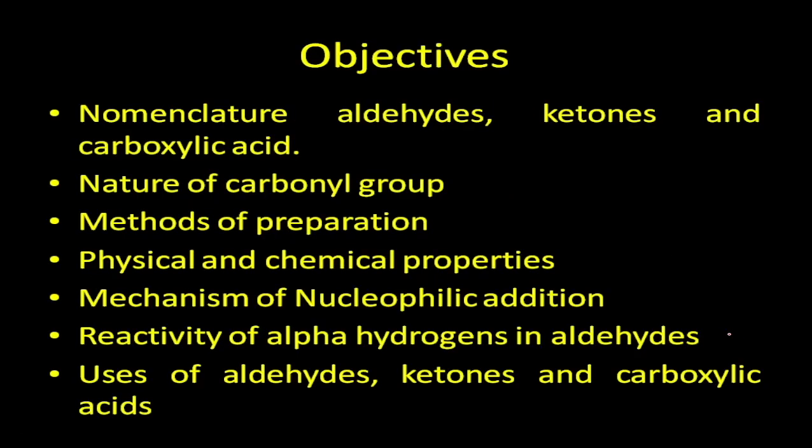Today's learning objectives: Number 1, nomenclature, the naming of aldehydes, ketones, and carboxylic acids. Number 2, nature of the carbonyl group. 3, methods of preparation. 4, physical and chemical properties. 5, mechanism of nucleophilic addition. 6, reactivity of alpha hydrogens in aldehydes. 7, uses of aldehydes, ketones, and carboxylic acids.